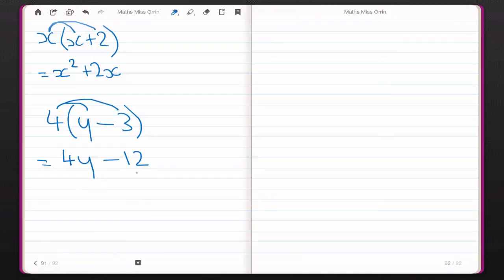Now, once again, you can't do anything more because this is a y and this is just a normal number, which we call a constant, okay? So you cannot put these two things together because they are not like terms. All right, let's go up to the next page.